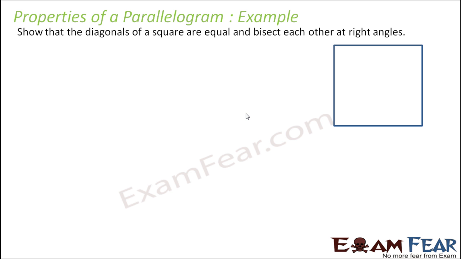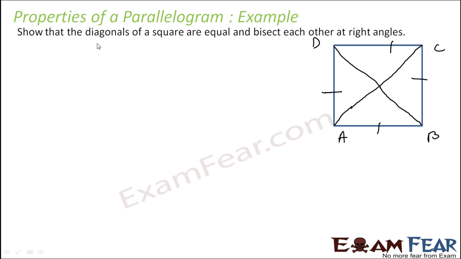Okay, so we have to prove that the diagonals of a square are equal and bisect each other at right angles. So we have a square, and let's see how the diagonals look. This is one diagonal, and this is another diagonal. Okay, A, B, C, D, all the sides are equal since it's a square, and we have to prove that the diagonals of the square bisect each other at right angles.